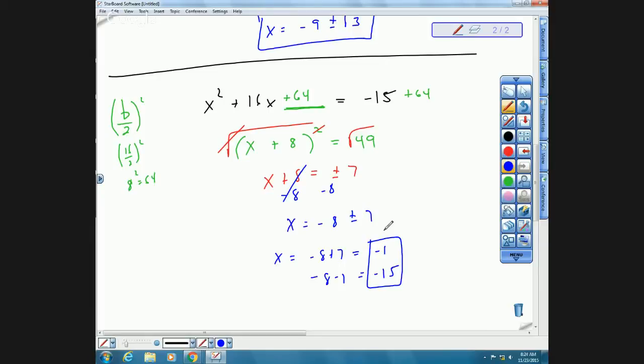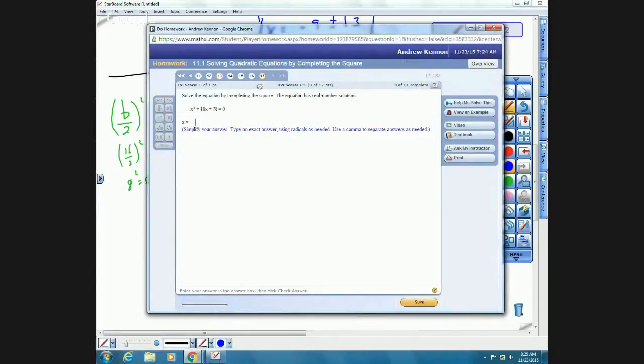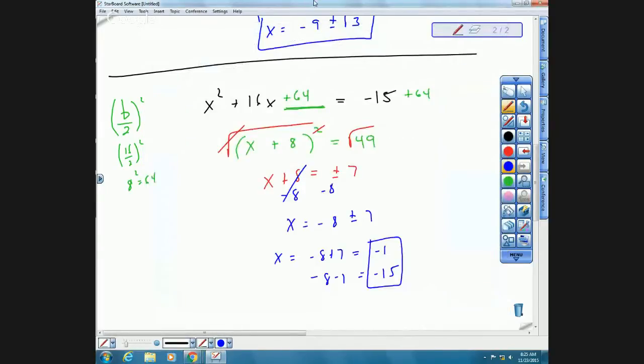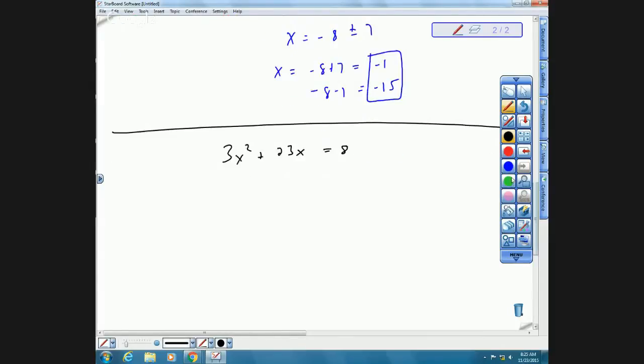You have to divide everything by that number. I can do one just to show you. It's not very fun, but I can show you. 3x squared plus 23x equals 8. I don't show you a lot of complete the square because most of you will just use the quadratic formula. This problem will just satisfy your hate for completing the square.